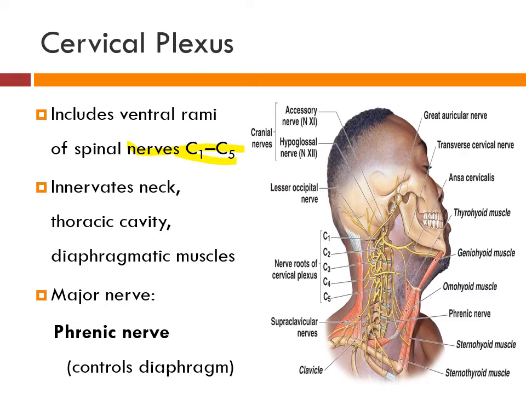So the cervical plexus innervates the neck. It also sends information to the thoracic cavity and the diaphragm. The major nerve of the cervical plexus is the phrenic nerve. The phrenic nerve is made up of C3, 4, and 5, and it controls the diaphragm.